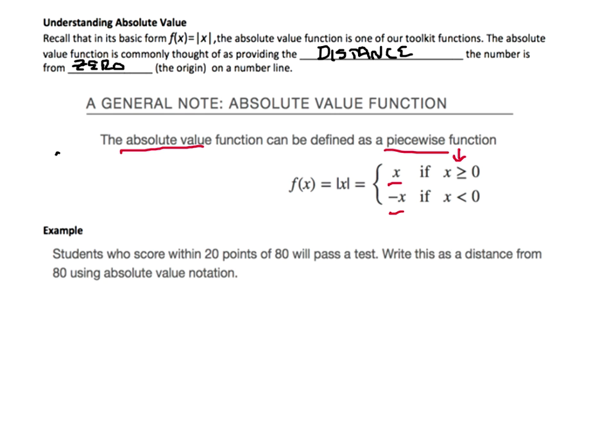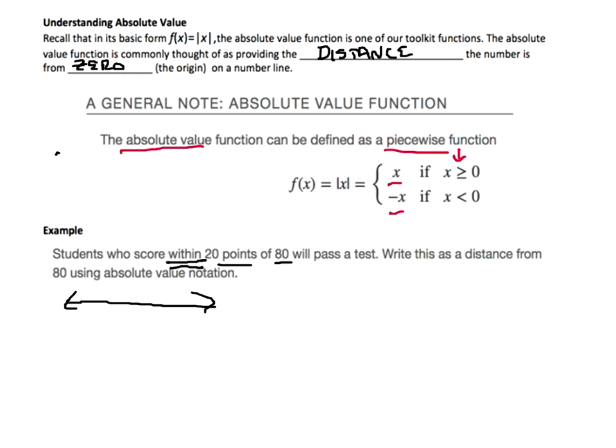All right, so let's take a look at a quick example here. So this is taking a situation and seeing how it applies to an absolute value equation or function. Students who score within 20 points of 80 will pass a test. Write this as a distance from 80 using absolute value notation. Okay, so let's just think about this in number terms.